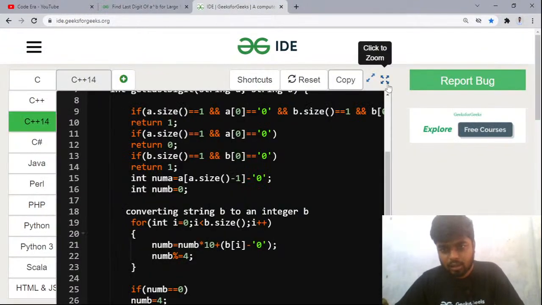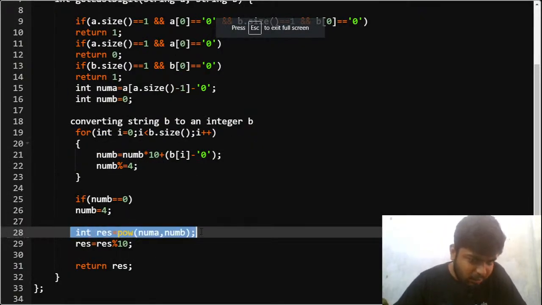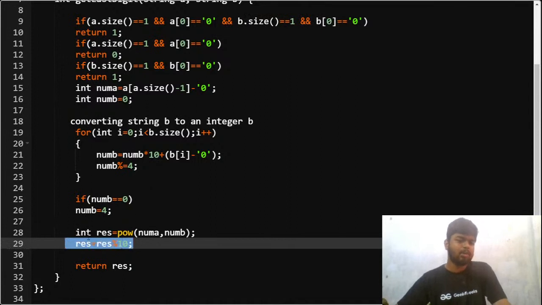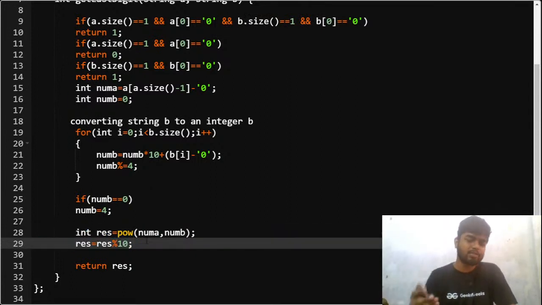So you will be calculating the power, and in that way you will simply be returning result mod 10. Why result mod 10? Because whatever you get, let's say you get 81, you have to return only the last digit. That is why you will do it mod 10, right?